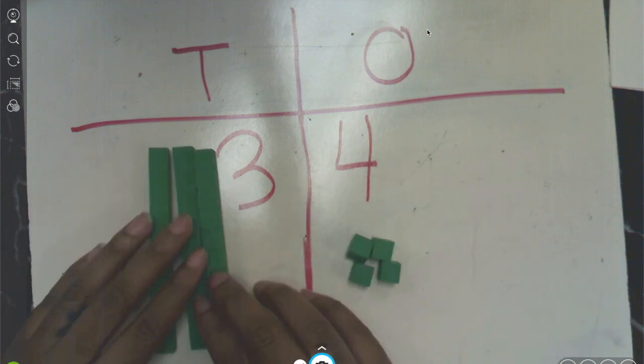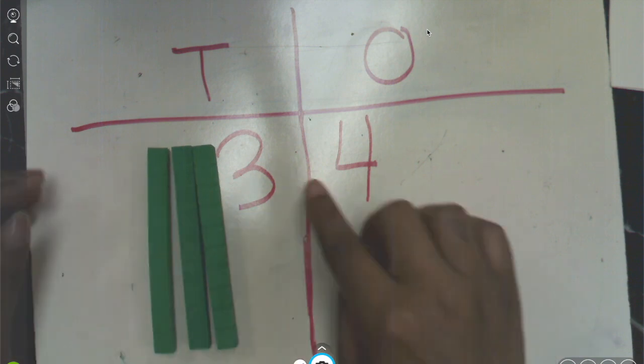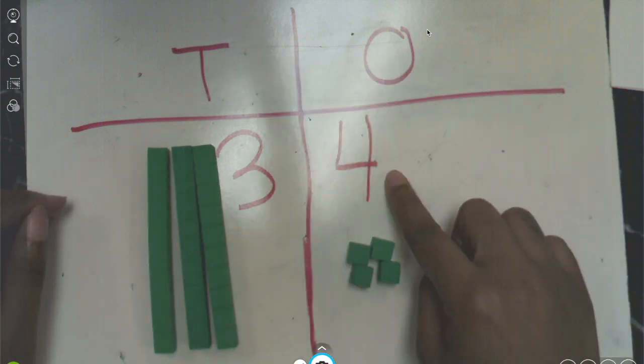34 has 3 tens and 4 ones, because the 3 is in the tens place and the 4 is in the ones place.